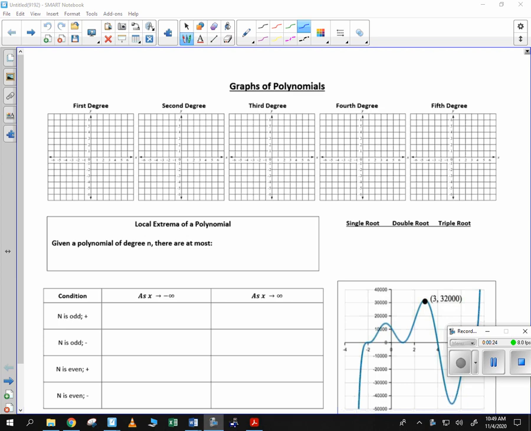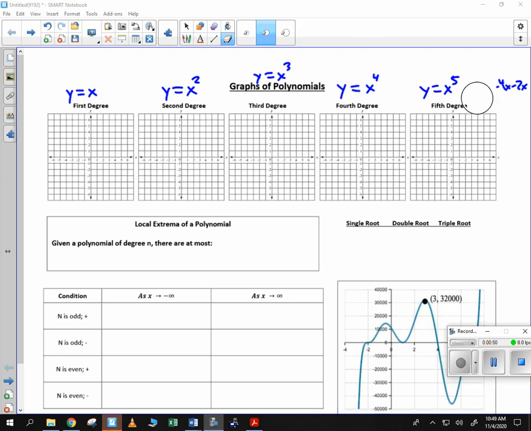We want to talk about general shapes, and these aren't all the equations, but there are some. So y equals x, second degree y equals x squared, y equals x cubed, y equals x to the fourth, y equals x to the fifth. And these can have all sorts of pieces added on after, plus 4x squared minus 2x, and so on and so forth. But we're just going to talk about the leading degree being x to the second, third, fourth, fifth, anything like that.